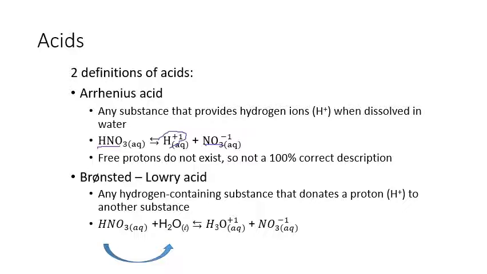HNO3 gives away its proton, and it gives that proton to another substance, the water, and turns water from H2O into H3O+. So it's the same net effect. There's still an H that's positive, it's just attached to a water molecule rather than on its own. But you still get that NO3- in the end.